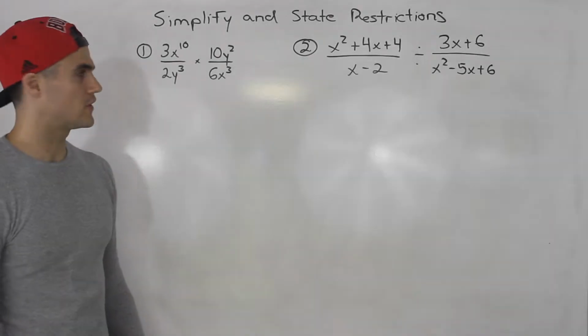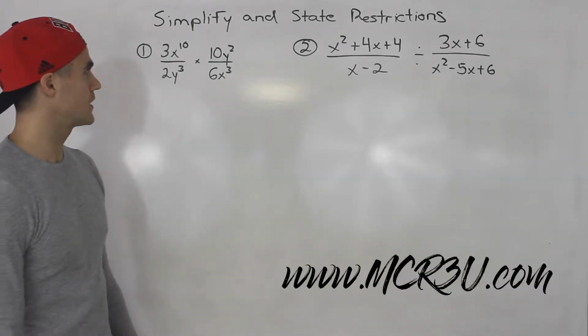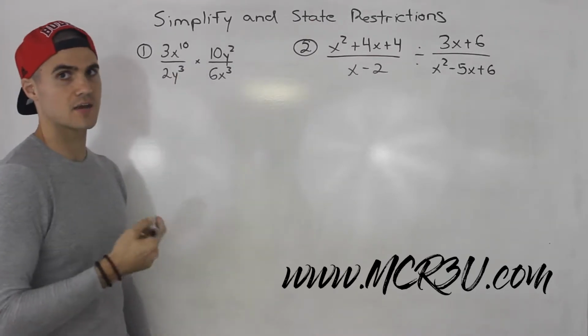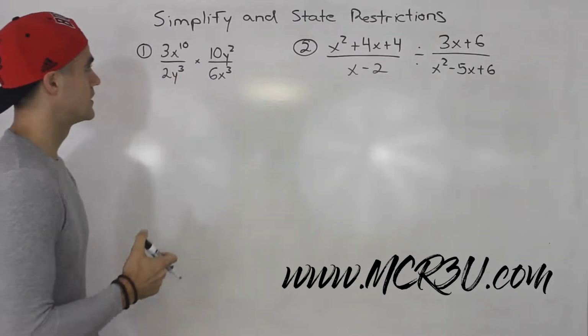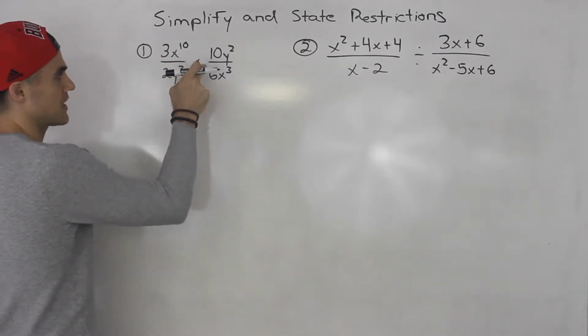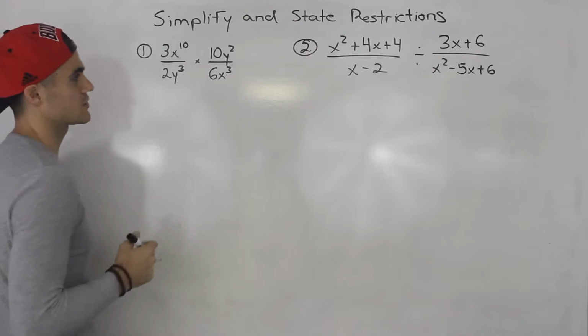In this video, we're moving on further with the tests. We have these two questions and we have to simplify and state restrictions on them. So we've got 3x to the 10 over 2y cubed times 10y squared over 6x cubed.